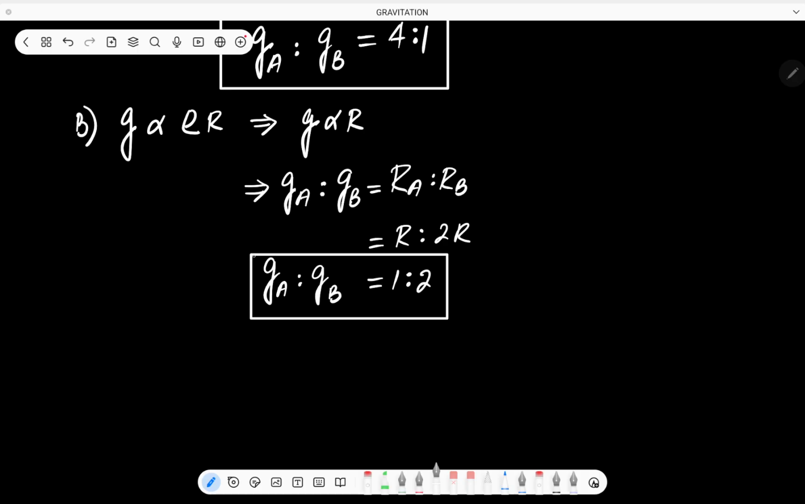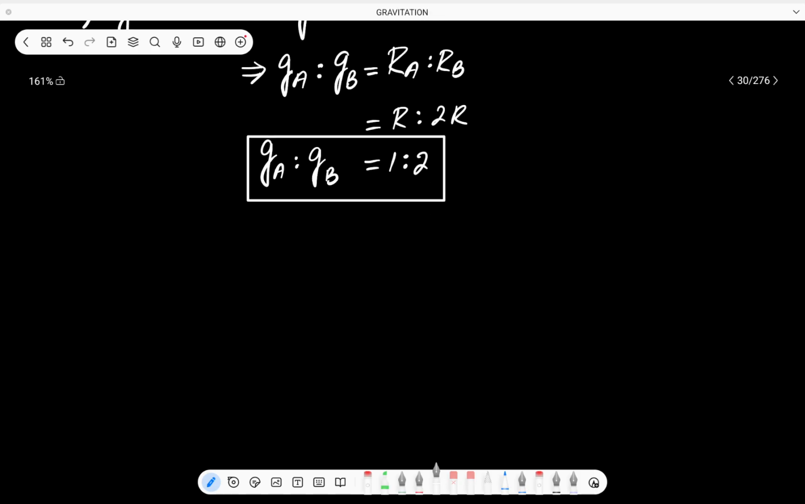So what is the ratio of the acceleration due to gravity on the surface of the two planets? It will depend upon which physical quantity is constant. Is mass constant or is density constant? Then accordingly we will have to write down the equation, and then accordingly we can see what is the ratio of acceleration due to gravity on the surface of the two planets.